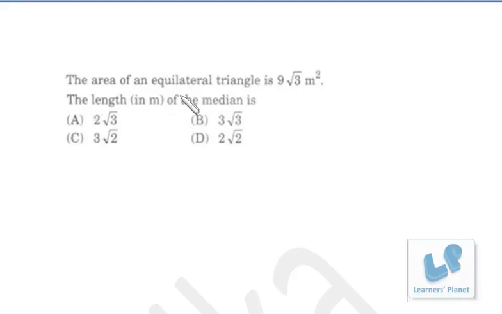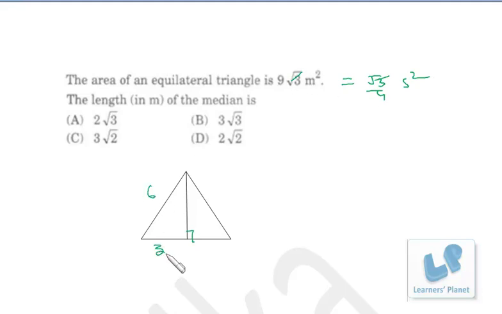Now this problem: the area of an equilateral triangle is 9√3 meters square. What is the length of the median? See, in case of an equilateral triangle, the median and the perpendicular from any vertex to the opposite side will be the same, right? So this is altitude as well as median. Now what is the area of an equilateral triangle? That is √3/4 side square. So √3 is cancelled. Side square is 9 into 4, that means side is 3 into 2, that is 6. That means this must be 3.